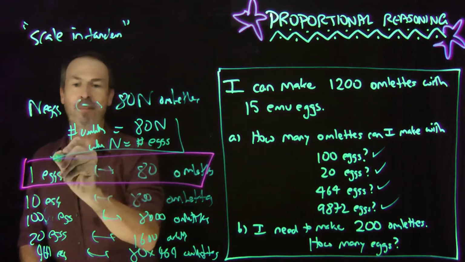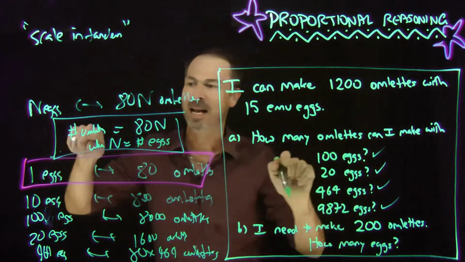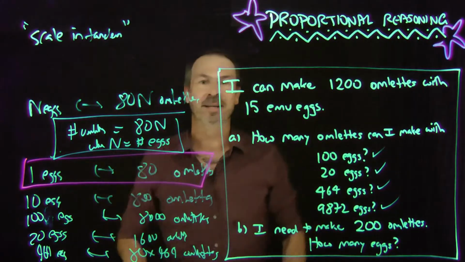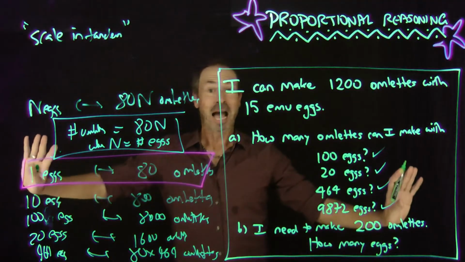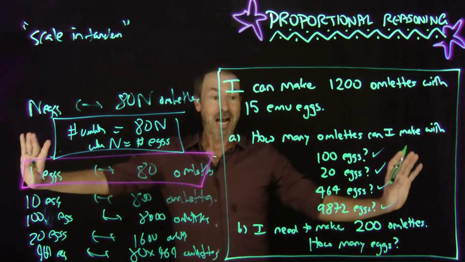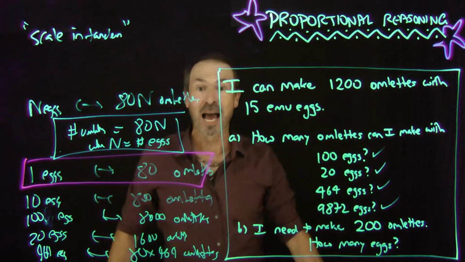And how's that for very bad handwriting? But hopefully you heard what I said. The number of omelets is 80n, where n is the number of eggs. Beautiful. Great, because that means I can now just answer this any way I like.